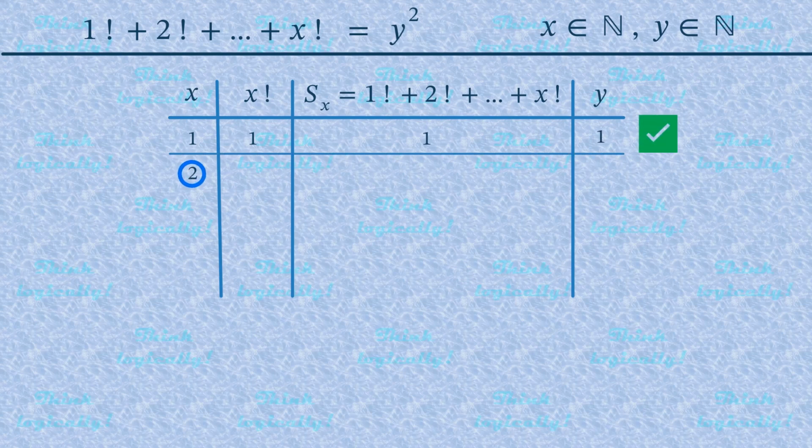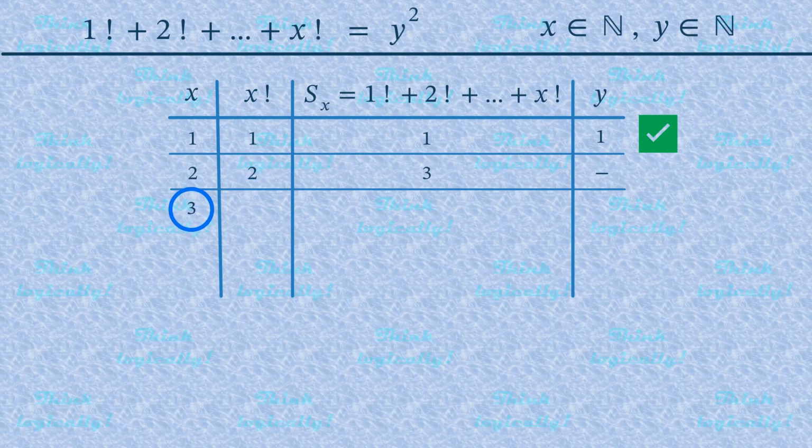Then we take 2 for x. To get 2 factorial, we multiply the previous factorial by x. 1 times 2 is 2. To find S sub 2, we add up the previous sum and x factorial. 1 plus 2 is 3, which is not a perfect square. So no solutions for x equals 2, and we move on to x equals 3.